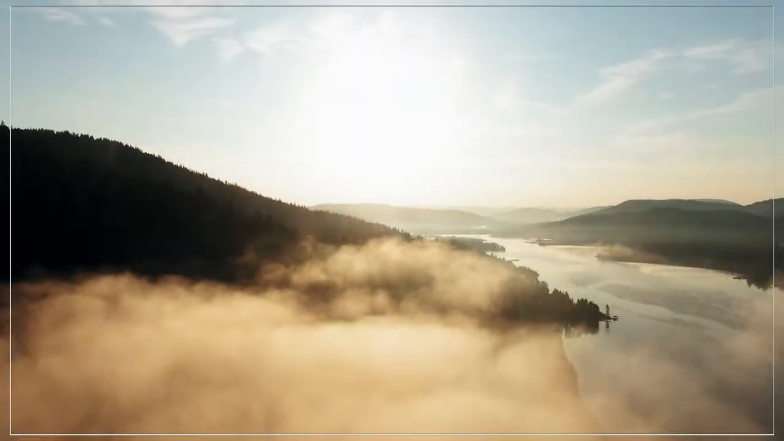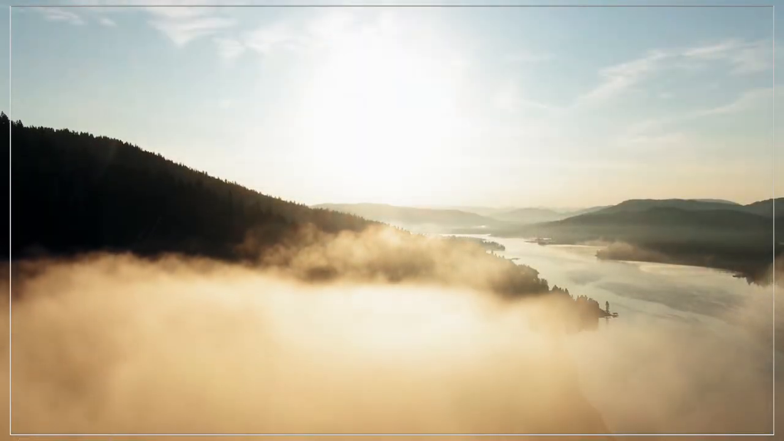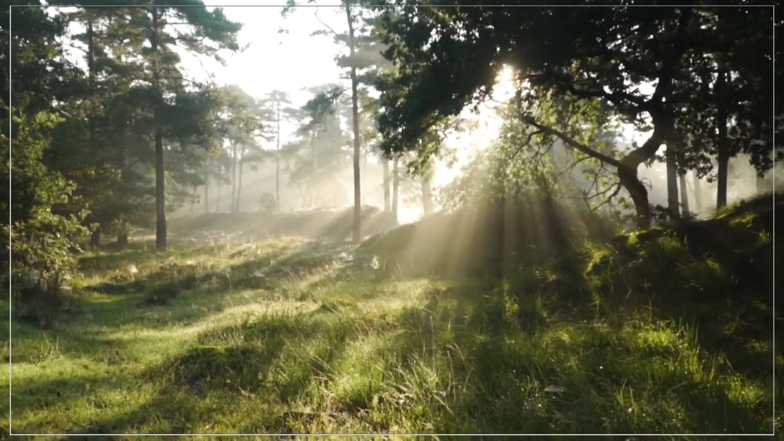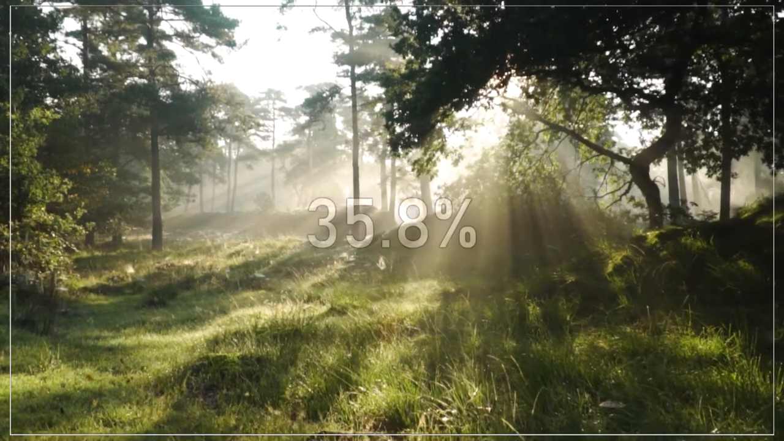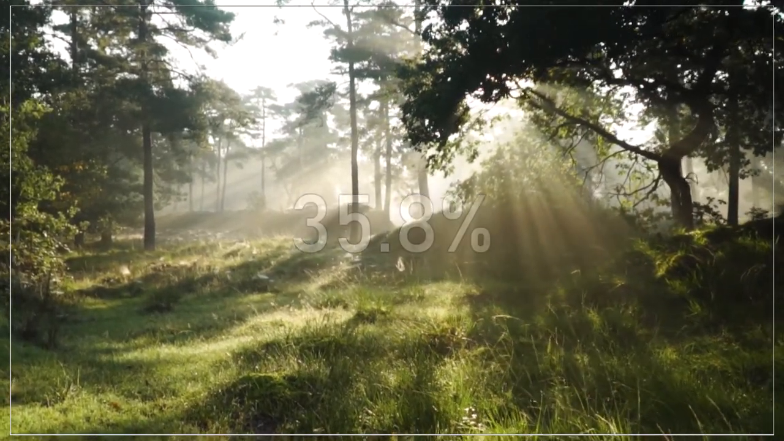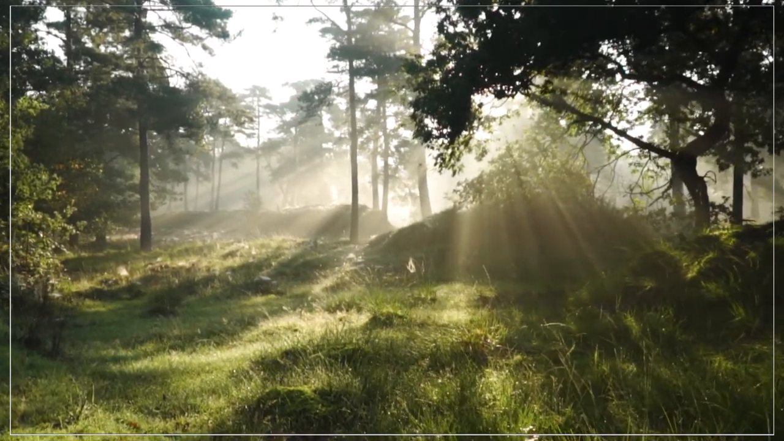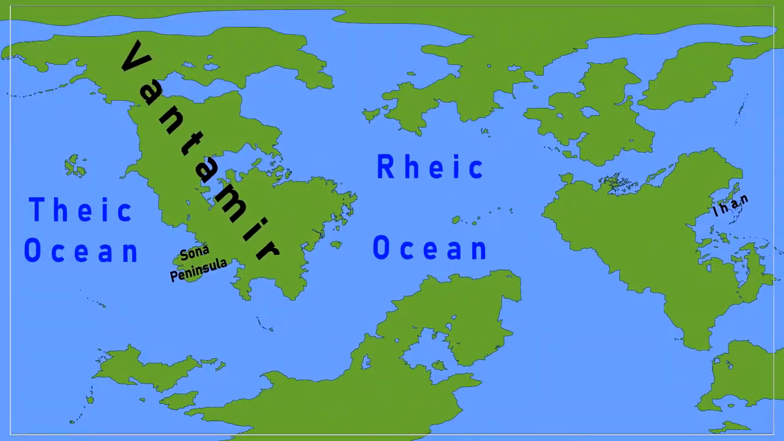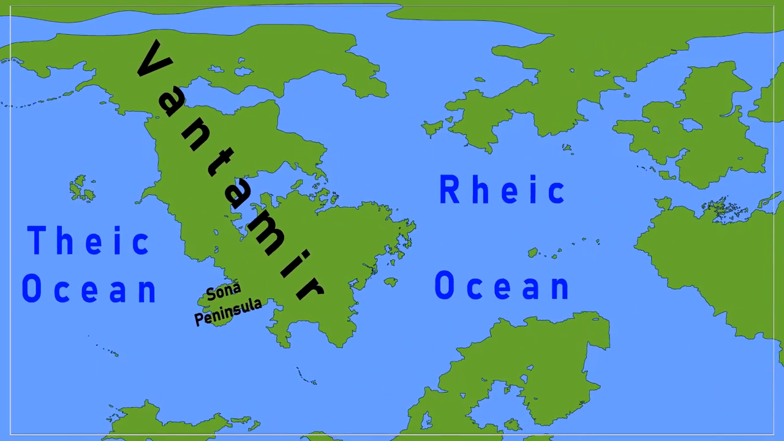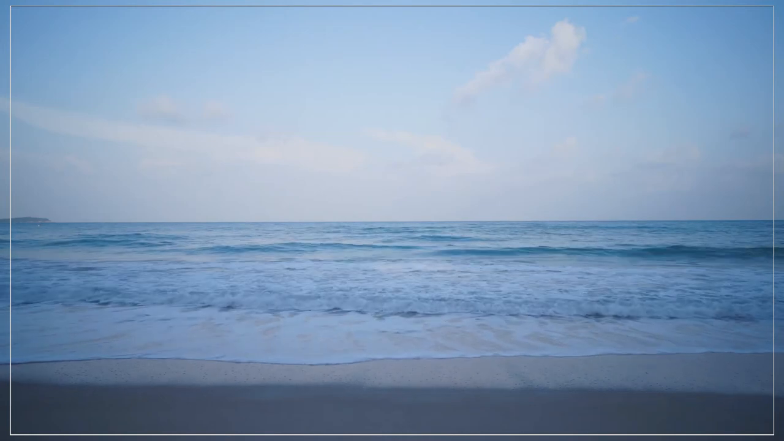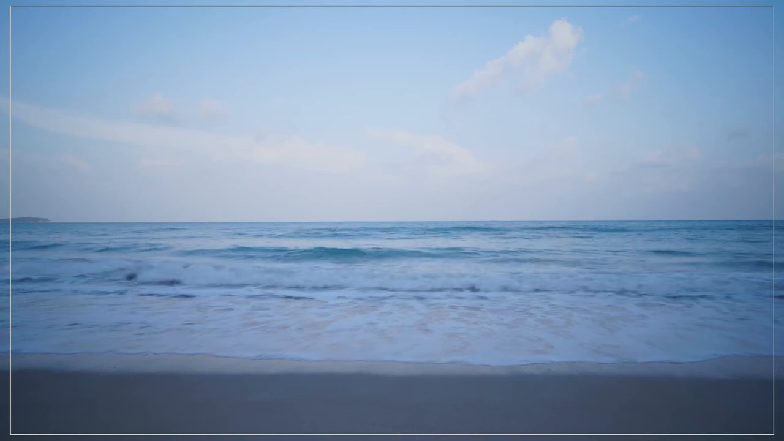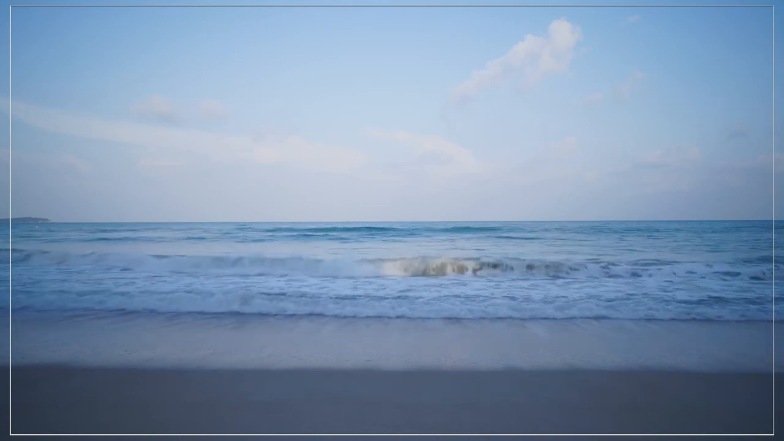The next 25% of the surface is covered by a wide variety of continental interiors, such as deserts, rainforests, and plains, in total putting 35.8% of the surface above sea level, meaning the planet has significantly more exposed land than the Earth does. The largest of the Espan continents is Vantamir, which comprises over 27% of the planet's total land area. The remaining 64.2% of the planet is submerged under the planet's wide oceans, the largest of these being the Theic Ocean, directly west of Vantamir.